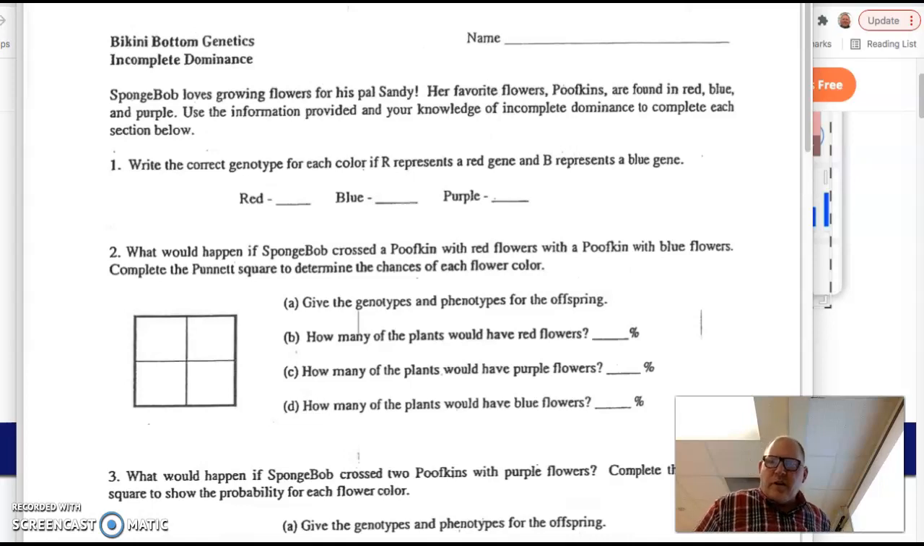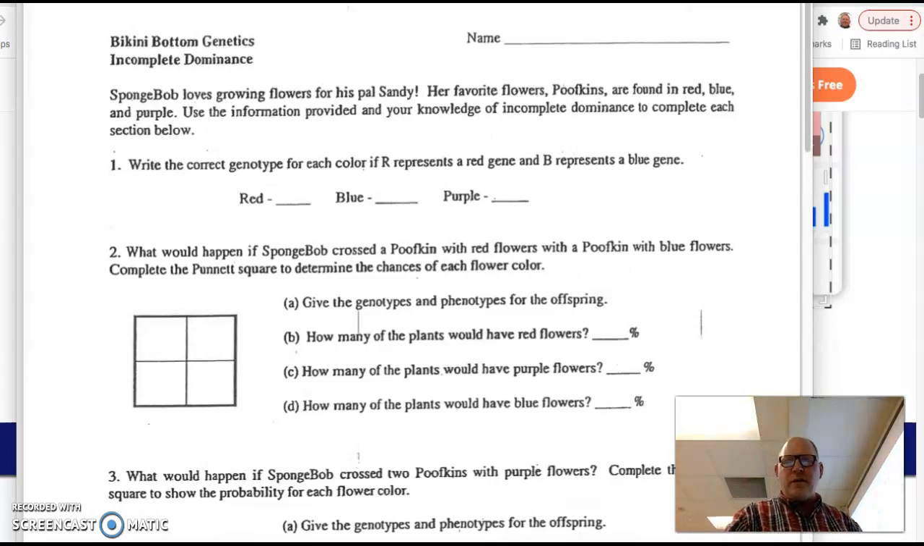It's me, Mr. Stark, and today I'd like to talk to you a little bit about incomplete dominance. Incomplete dominance is a little bit different than regular Mendelian genetics. Regular Mendelian genetics, you're dealing with a dominant and a recessive trait. The dominant masks over the recessive, and the recessive doesn't necessarily go away, but sometimes it will get covered up and then it will reappear a little while later.